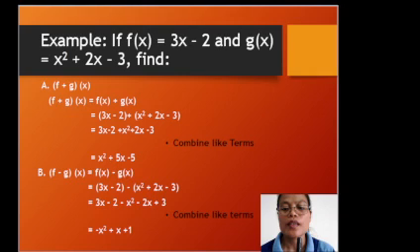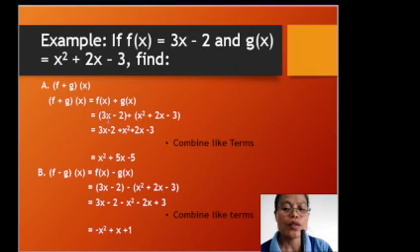Example, we have 2 functions here, the f of x and the g of x. So the f of x is equal to 3x minus 2, and the g of x is x squared plus 2x minus 3. Letter A, we need to find the sum of the 2 functions. F plus g of x is equal to f of x plus g of x. So we need to add the 2 functions. And we have 3x minus 2 plus x squared plus 2x minus 3. And we need to combine all like terms.